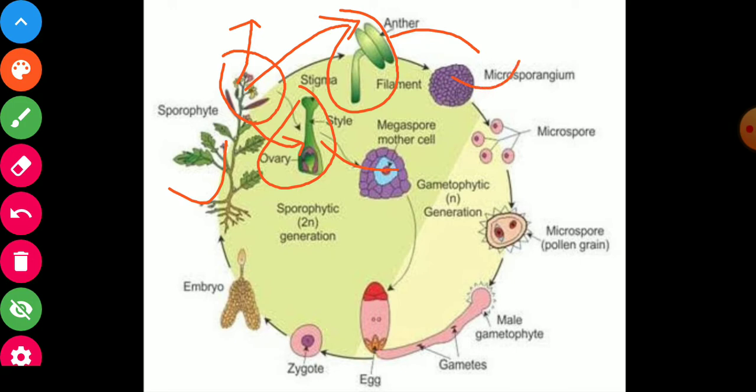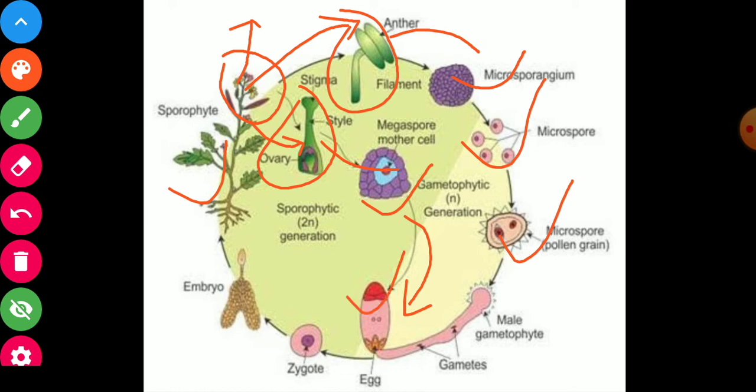In the microsporangia, by meiosis, microspores are produced, and in the megasporangium, the megaspore mother cell produces the megaspore or embryo sac. So these are the pollen grains, and this is the embryo sac.